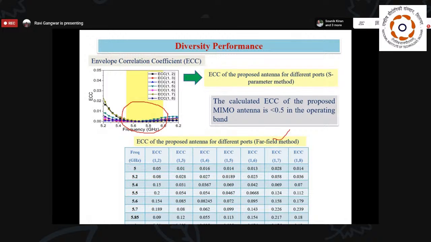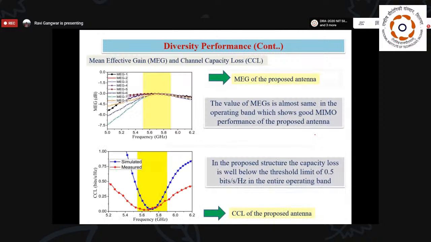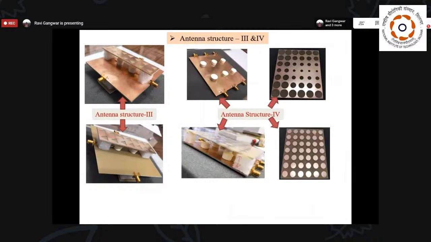But when we calculate with respect to the far field parameters, the maximum value we get is 0.2 here. So you can see that there is a large difference between the far-field-based value and the S parameter, port-to-port isolation-based value. The far-field-based value gives a better result in the case of a dielectric resonator antenna. Similarly, for diversity gain, we get 8.5 dB, which is close to 10. So that means we get better results. Then mean effective gain and CCL: all values are within the range of practical applications.